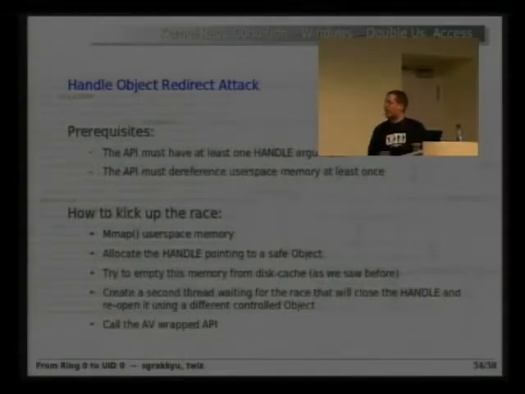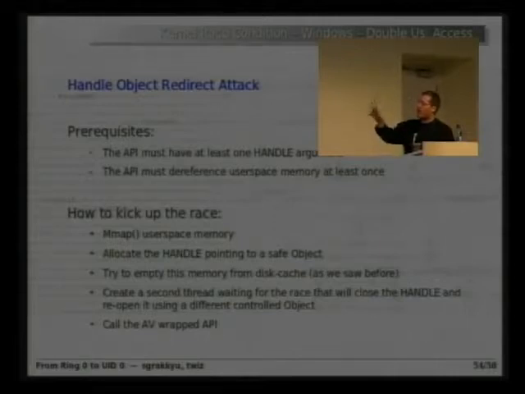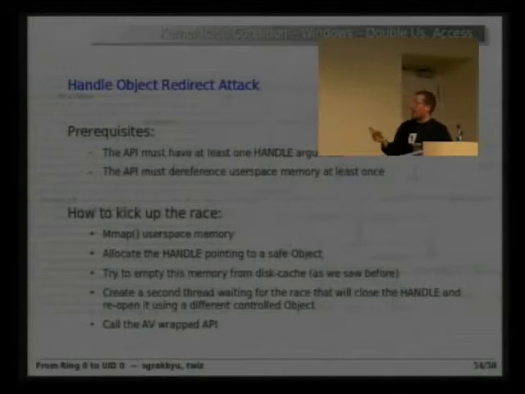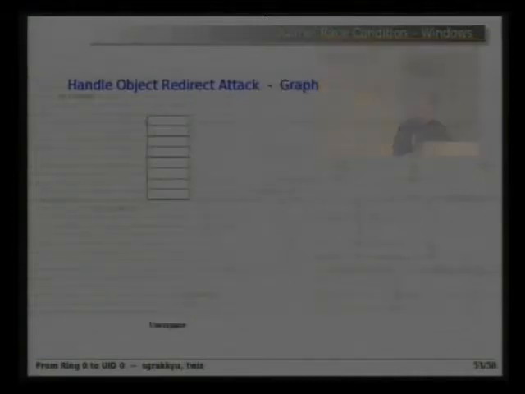Create a second thread waiting for the race that this time doesn't recreate a structure, but simply closes the handle that we have passed and reopens it using a different controlled object. Now the object we really want to write to. Here's the graph, and this shows more clearly all the work.